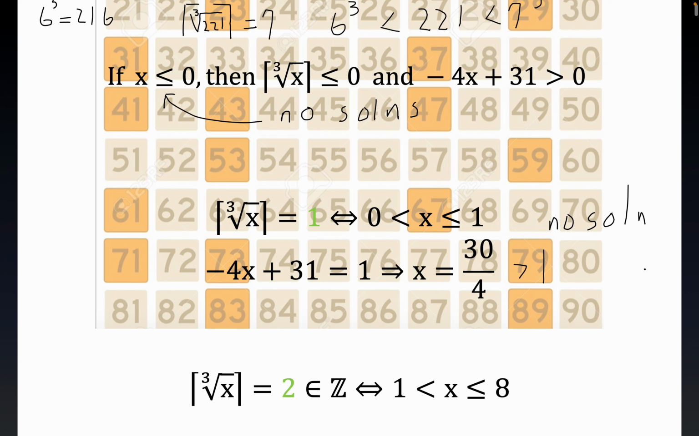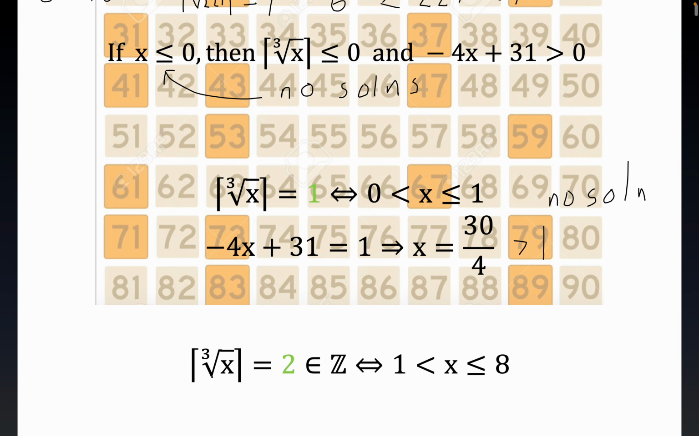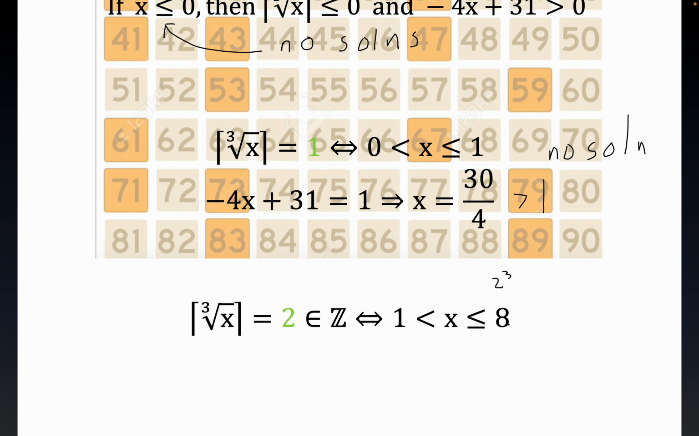Okay, now let's move along to the next. You see we're just moving methodically along. The ceiling of the cube root of x is equal to 2 implies that x has to be between 1 and 8. Notice that 8 is 2 cubed, right? Okay, but what does that mean? That means we have to set the right-hand side of our equation, minus 4x plus 31, equal to 2.